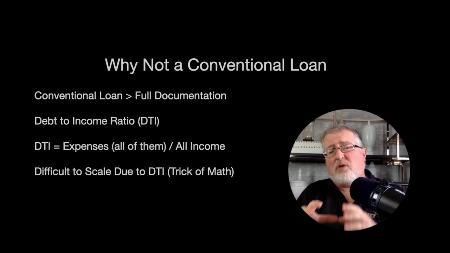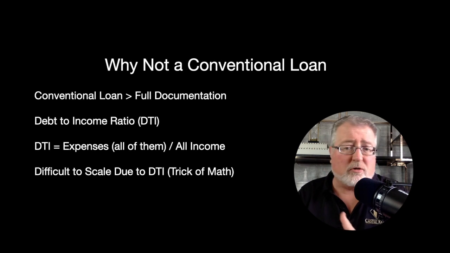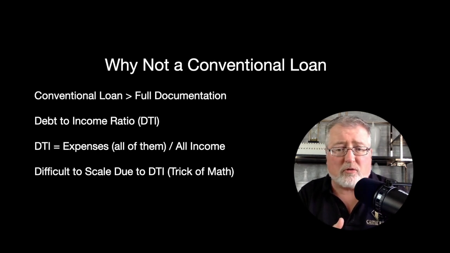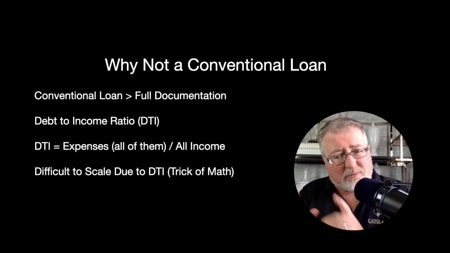First of all, most investors want to start off with a conventional loan. You know, the type of loan that you go to the bank or your mortgage broker and you get for your primary residence, for instance. Fannie Mae, Freddie Mac, all that fun stuff. But that comes with problems.